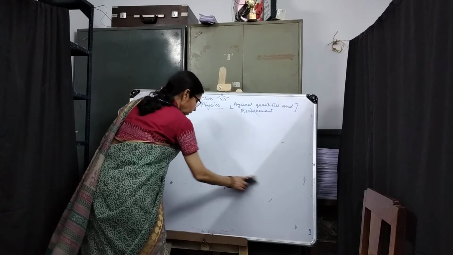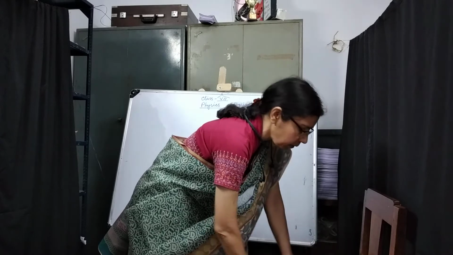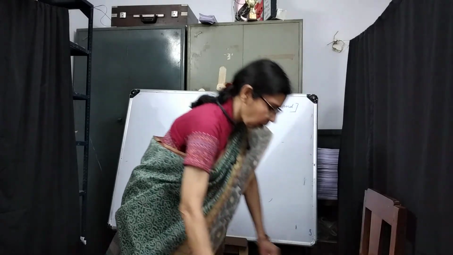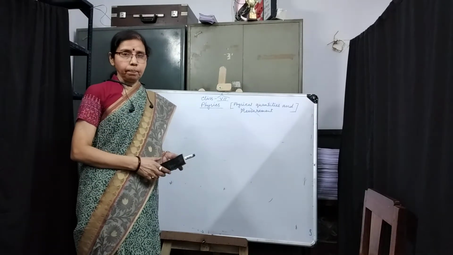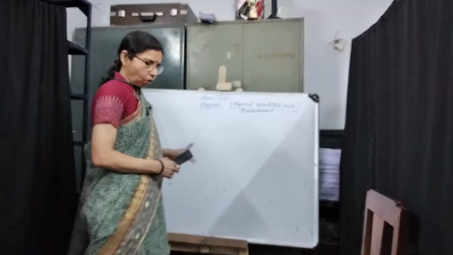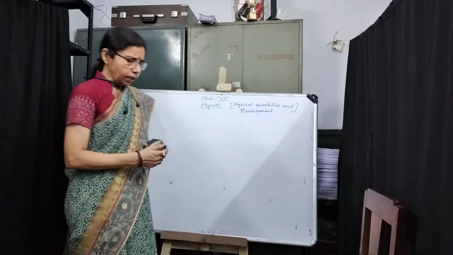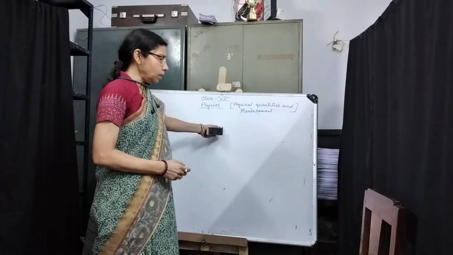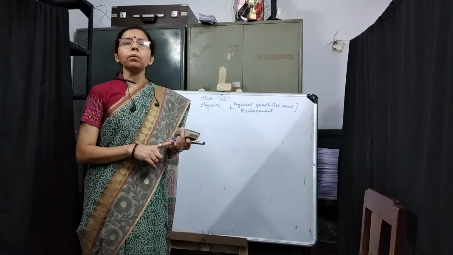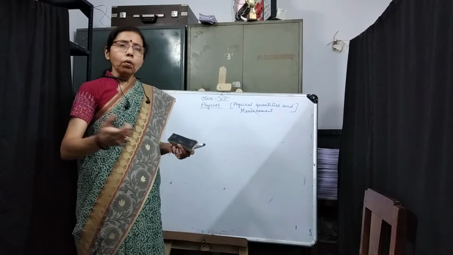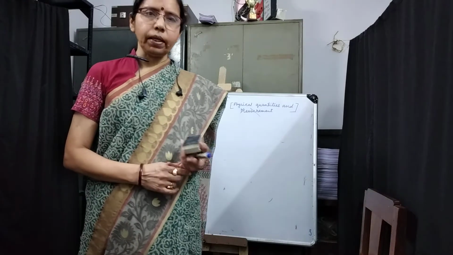Next we move to the volume of a physical quantity. How can we measure the volume? What is called volume? Volume is the total space occupied by an object. In case of area we had two dimensions, but here there are three dimensions: length, breadth and height. If length, breadth and height are different, we can say it is a cuboid.